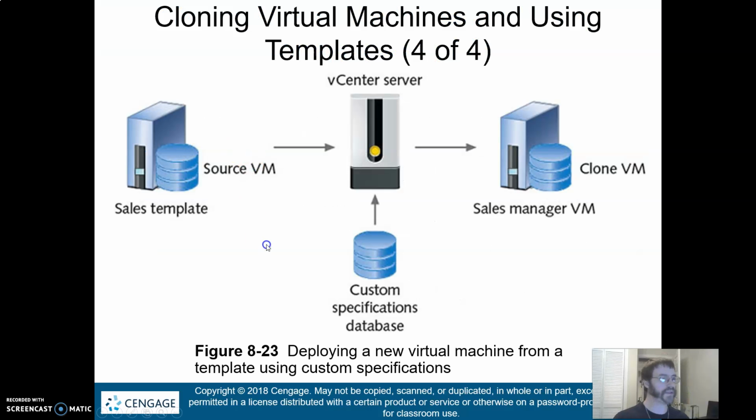So it kind of looks like this. This is the result. This is the ideal workflow. You have your sales template, you have your custom specifications, and you have your vCenter server. Your vCenter server takes your sales template and your custom specifications, and it clones off a new VM. And that's all there is to it.